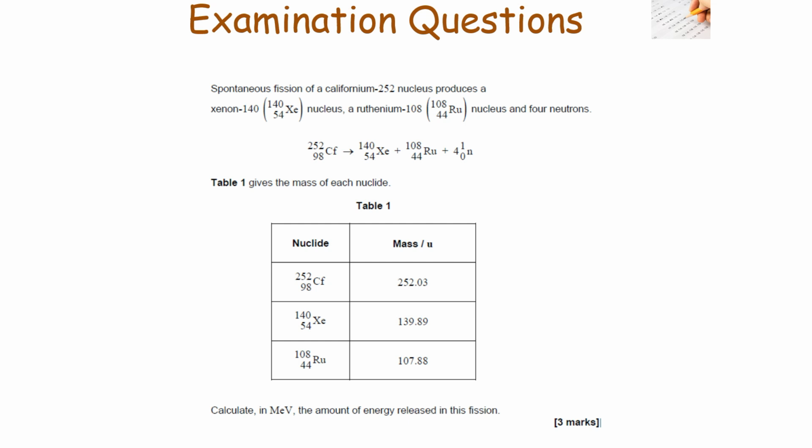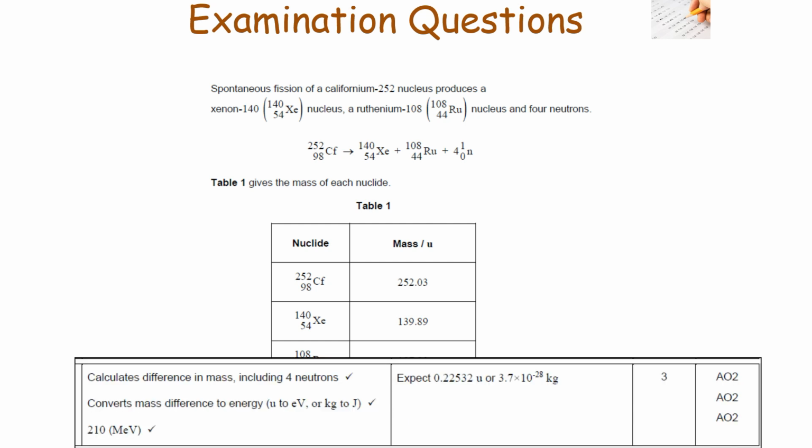So you've got your mass in U for californium, then you would work out the mass of the xenon plus the mass of the ruthenium plus the mass of the 4 neutrons, and at that point you can find the mass difference by subtracting the mass of the xenon, ruthenium and the 4 neutrons added all together from the mass of the californium. That then gives you a value in U of your mass difference before and after. Then you convert that into MeV by multiplying by 931.3, which is our shortcut to get from mass difference into energy release in MeV, which is 210 MeV.